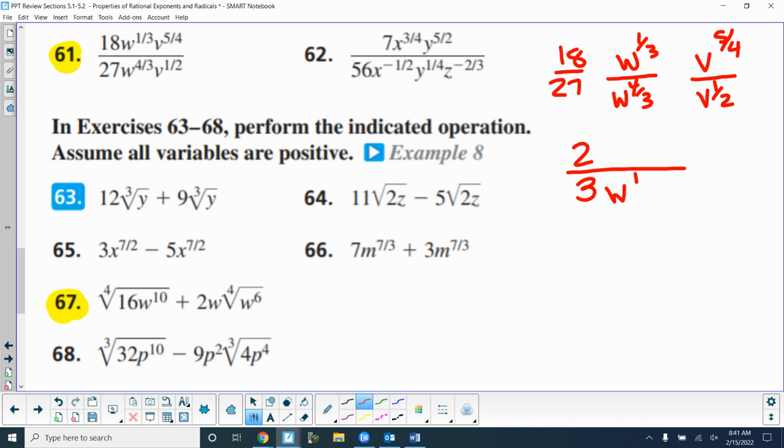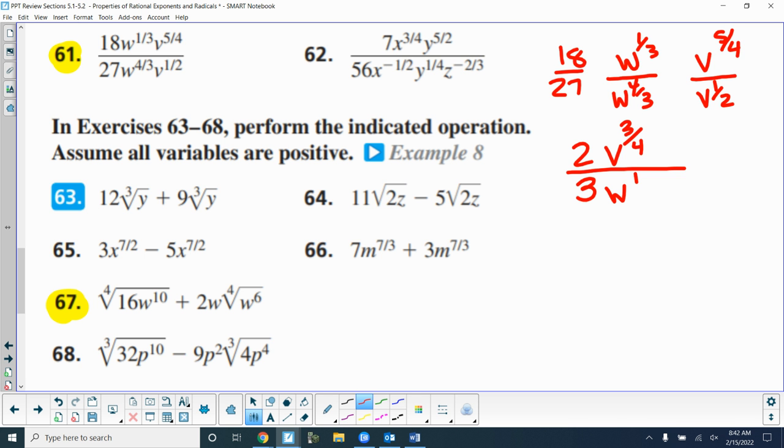All right, so V's exponent is bigger, right? So the V will stay in the top. And then what's 5/4 minus 1/2, which is how many fourths? 2/4. So what's 5/4 minus 2/4? 3/4. So there's our answer. Does that make sense to you guys?